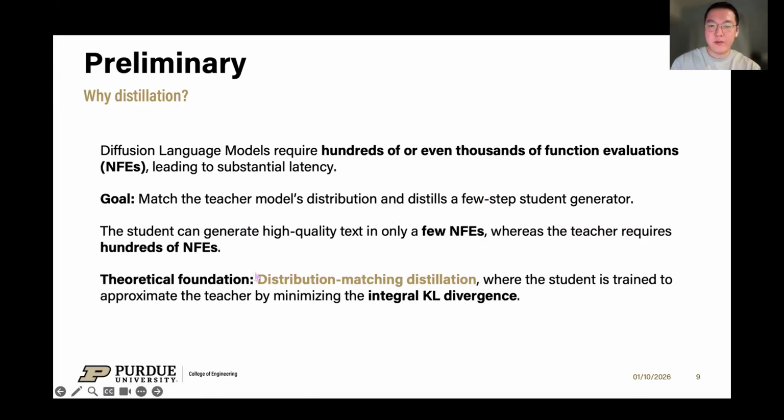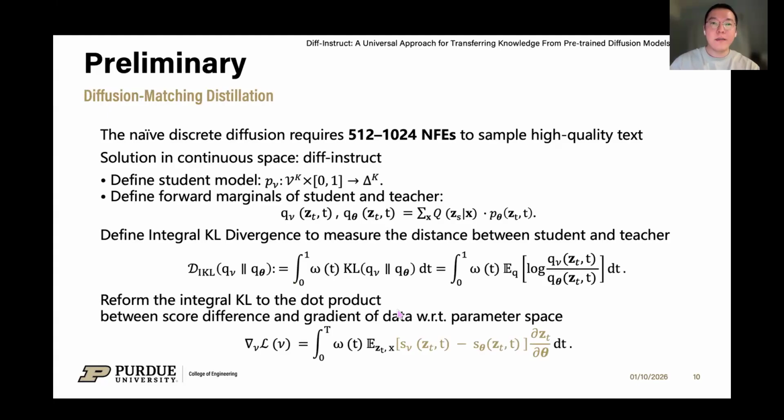And the theoretical foundation is distribution matching distillation. So we define the integral KL-divergence, and we train the student model so that it can do few step generation. Okay, actually this distillation works well in continuous diffusion, and I will first briefly introduce how it works in continuous diffusion, and then we will explain why it does not work in diffusion language models, and how we solve some challenges to develop this framework.